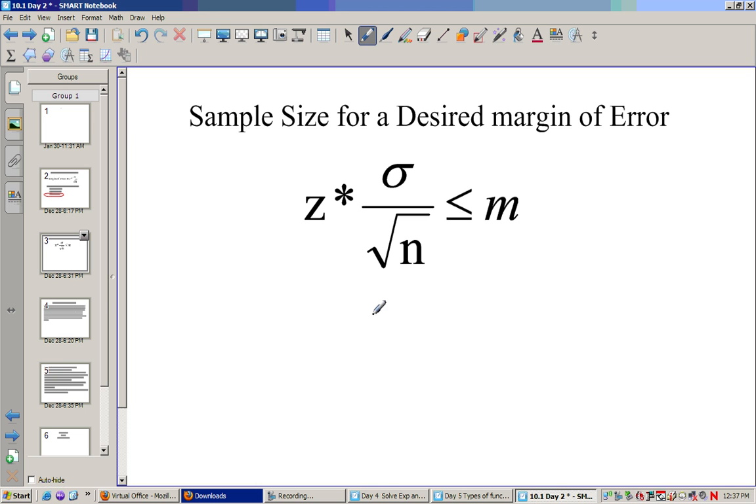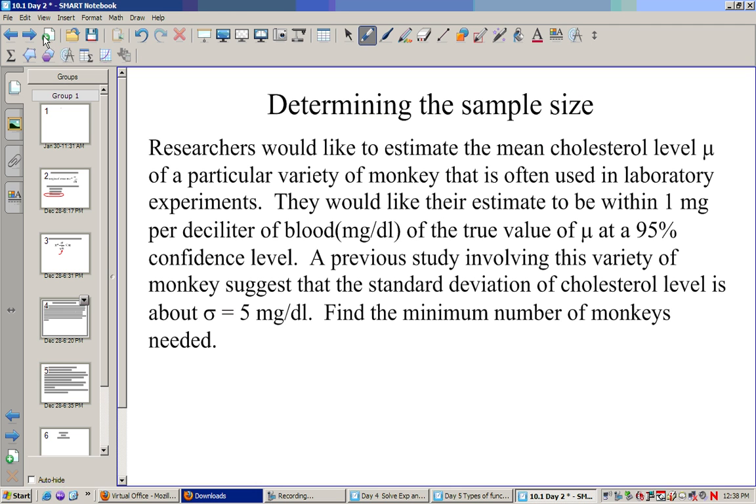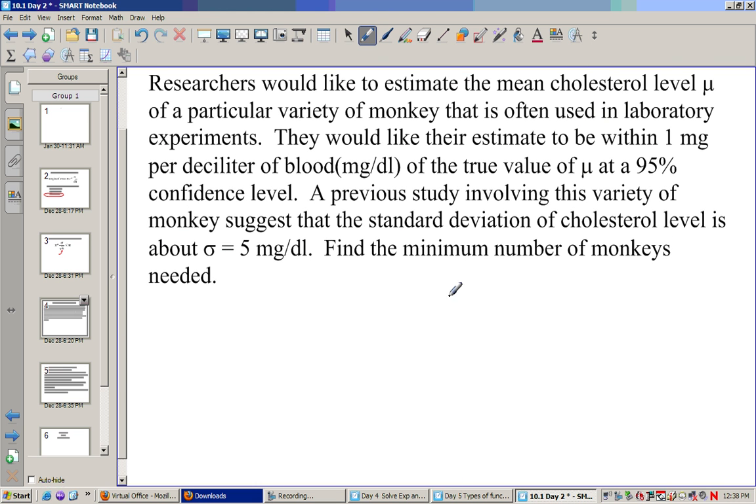Now, if we want to find a particular sample size, so if we're looking for n here, our formula is m is greater than or equal to z star times sigma over the square root of n. For example, researchers would like to estimate the mean cholesterol level in a particular variety of monkeys that is often used in laboratory experiments. They would like to estimate it to be within 1 milligram per deciliter of blood of the true value of the mean at a 95% confidence level. A previous study involving this variety of monkeys suggests the standard deviation of cholesterol level is about sigma equal to 5 milligrams per deciliter. Find the number of monkeys.